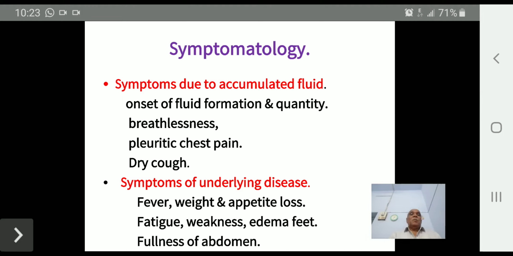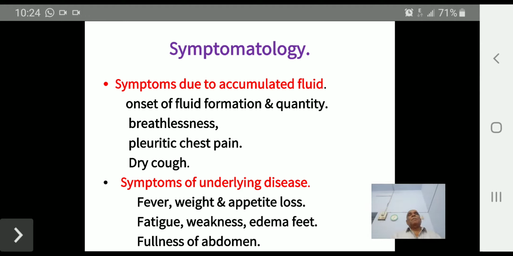Second is pleuritic chest pain. In the initial stage, the patient has pleuritic chest pain because the inflamed pleural layers come together during the respiratory cycle. When there is friction between them, it produces chest pain. The patient also has a dry cough.